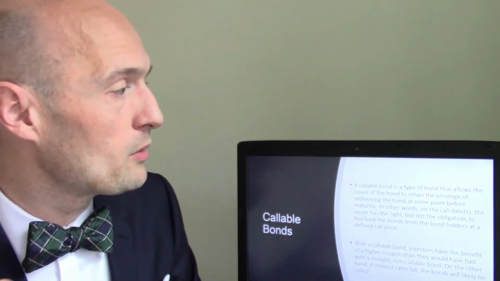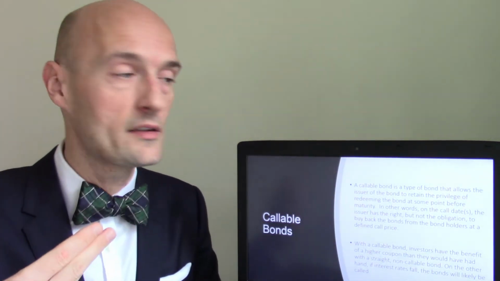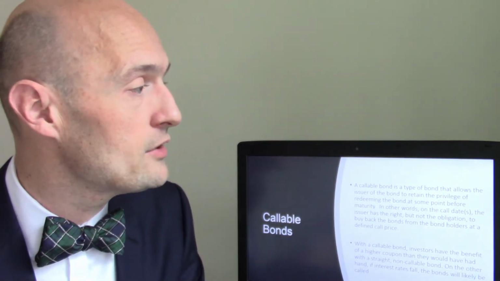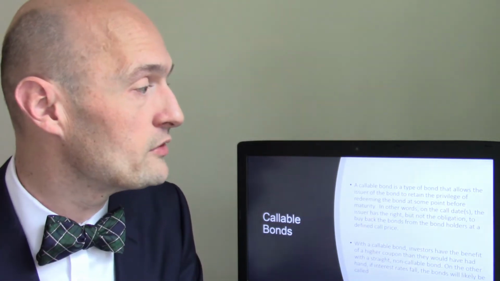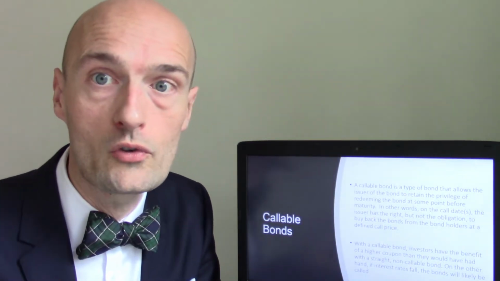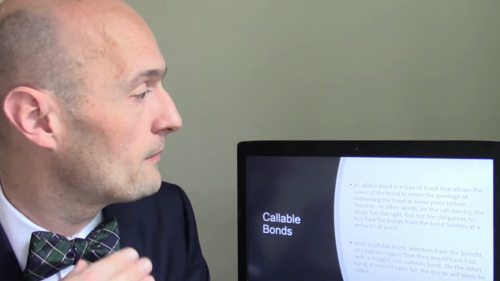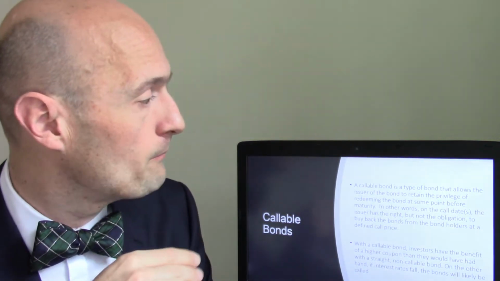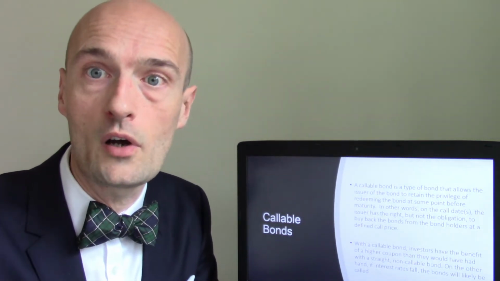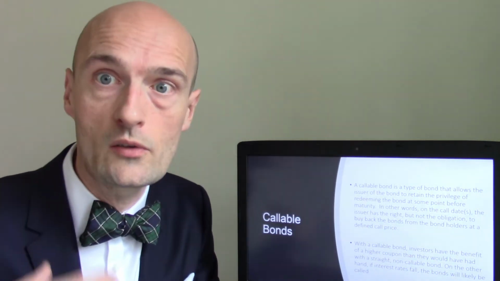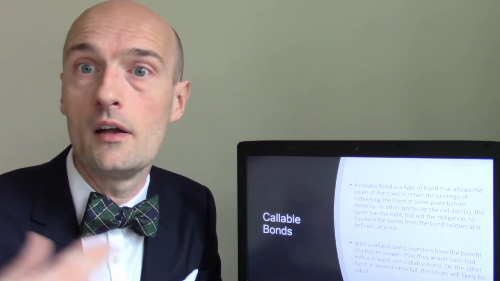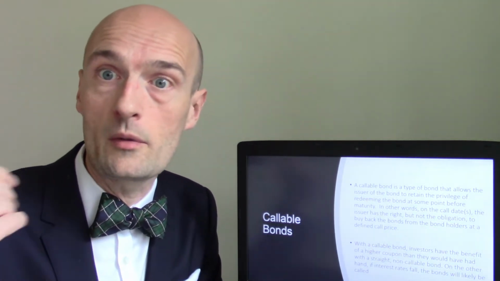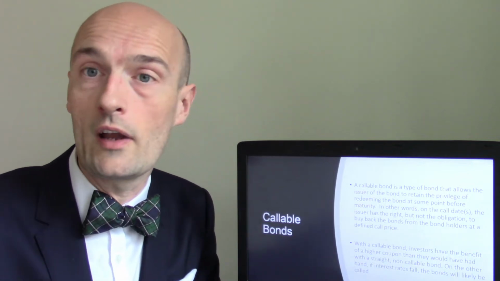So callable bonds. I've talked a little bit about this, but let's explain in a bit more detail. A callable bond is a type of bond that allows the issuer to retain the privilege of redeeming the bond at some point before maturity. So if you are the issuer of the bond, which means the borrower of money, you get to pay that bond off early should you wish to do so. Now, when would you choose to do that? There's a few reasons, but the main reason is, of course, if interest rates have gone down, you're able to pay that bond off early and refinance.